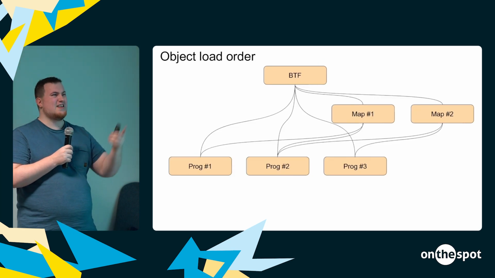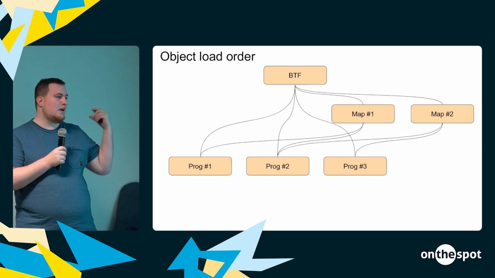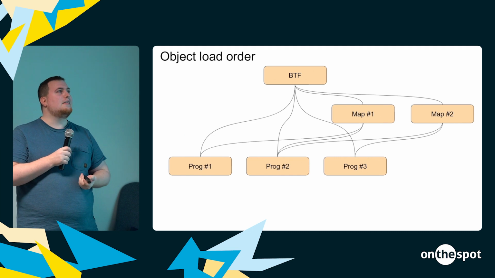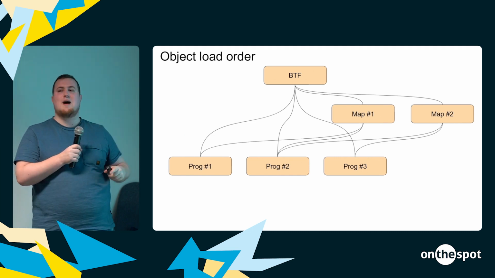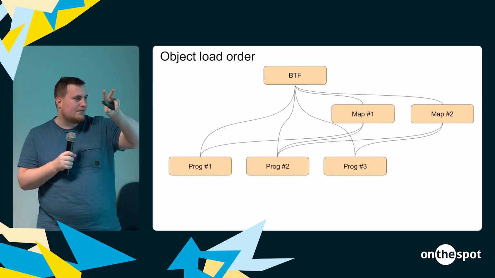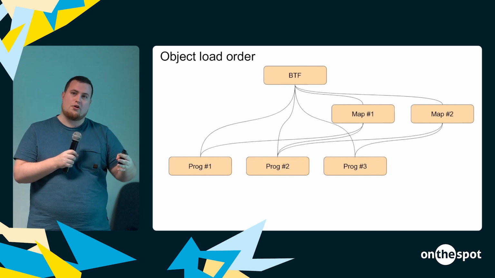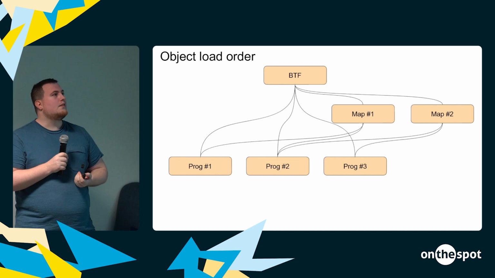So what we actually end up with in ordering is something like this. One ELF file can contain multiple programs and multiple maps, but only one BTF, and you always load the BTF first, so you can provide the file descriptors to the maps, and then you can provide the file descriptors of the maps to the programs. So there is a sort of ordering in which you need to load things to get it all to work.